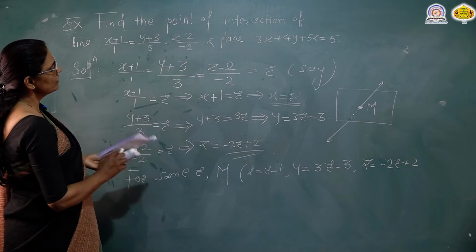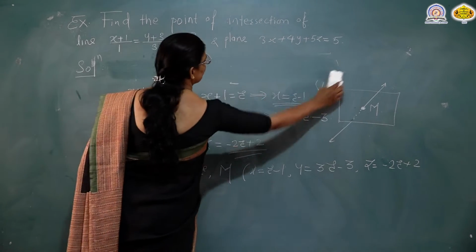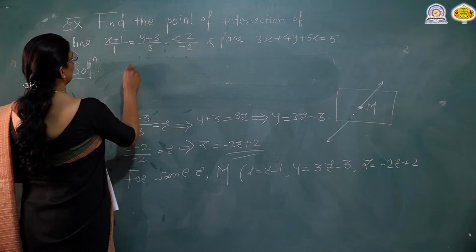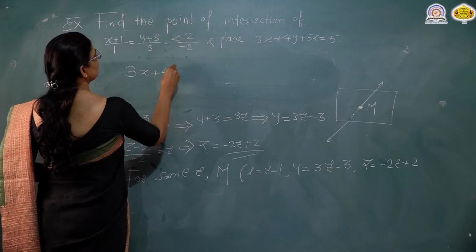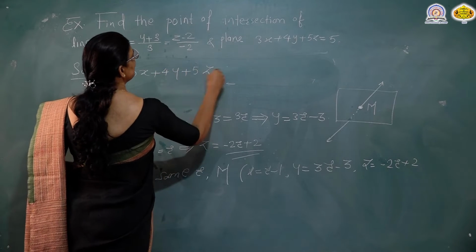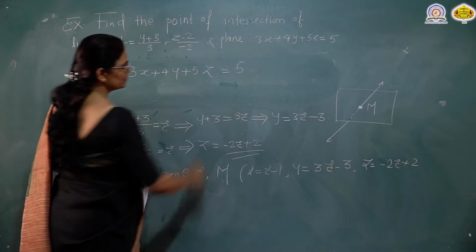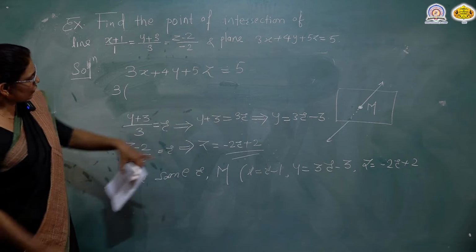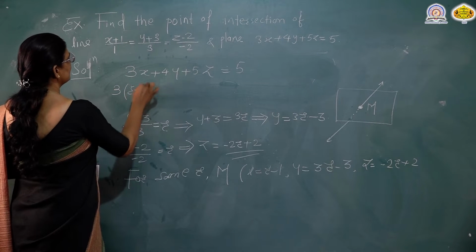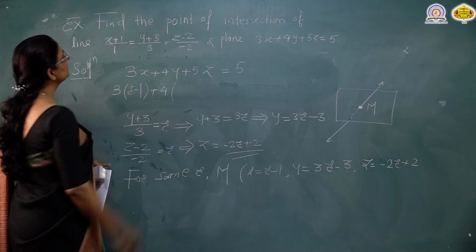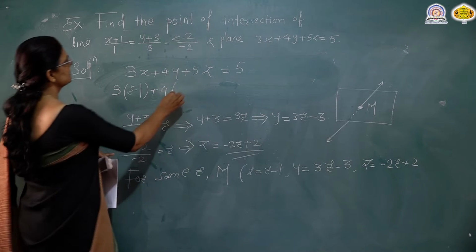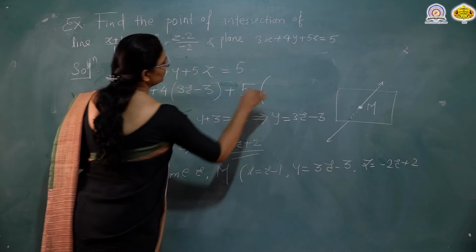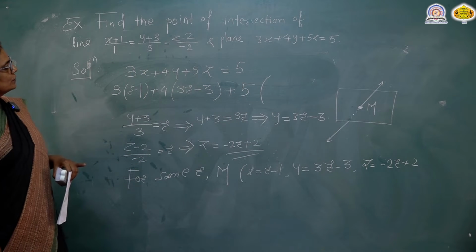So the given equation is 3x plus 4y plus 5z equals 5. Now substitute all these three values here. So 3 as it is. Now put the value of x, which is r minus 1. Then put the value of y, which is 3r minus 3. Then put the value of z, which is minus 2r plus 2.